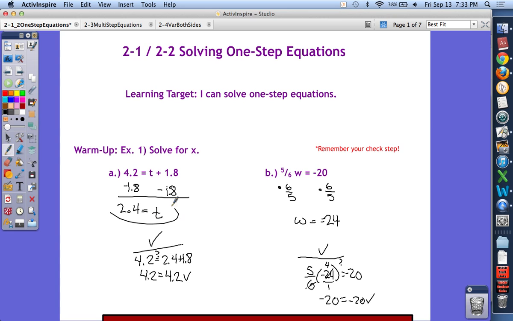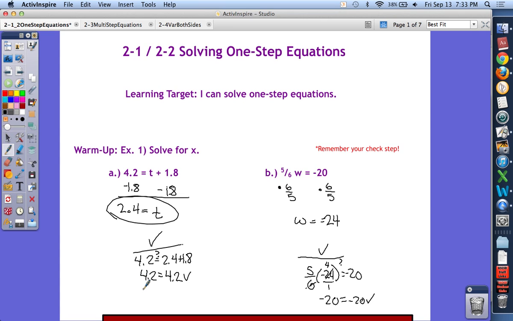I like to circle my answers. It makes them stand out a little bit more. And then afterwards, show a check step. Your check step should look something like this. In the end of a check step, you should have a number equals that same number. This shows me that you're done, shows me that it works, okay?